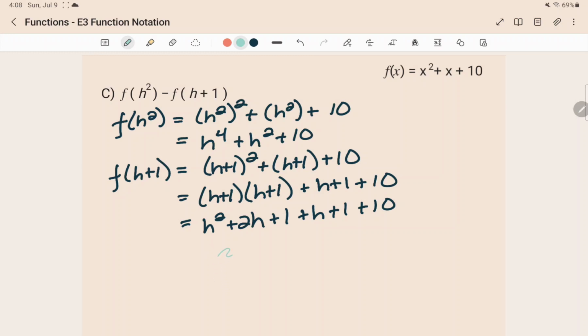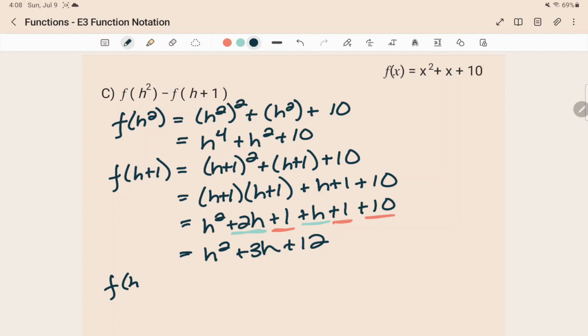So only one h squared, but I have 2 h's here, another h here, and then for constants, I have a 1, another 1, and a 10. So grand total, I have an h squared, I have 3 h's, and I have 12. All right, we're not quite done. We need to do f of h squared minus f of h plus 1.